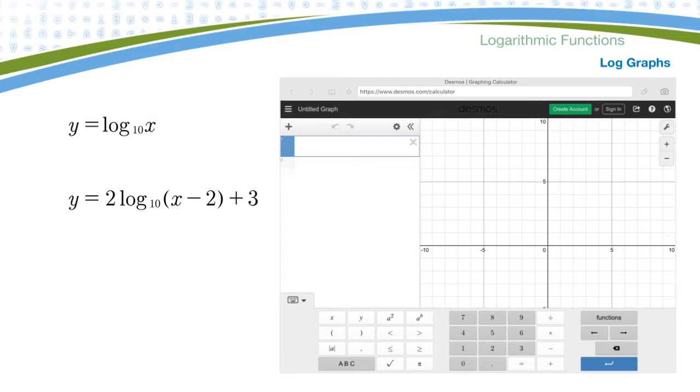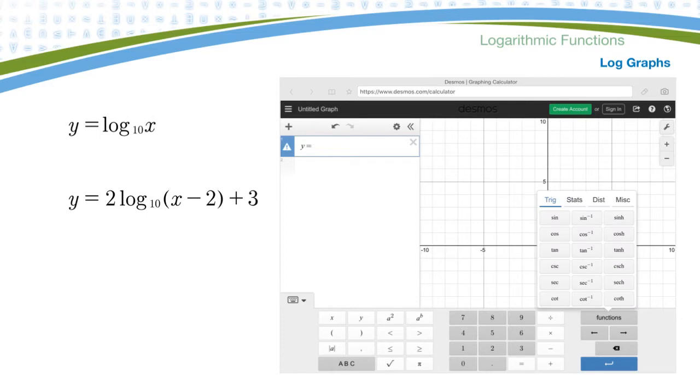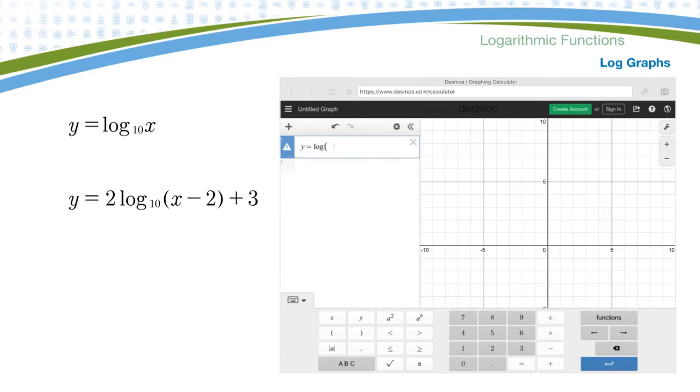Just looking at a log graph, let me just put one up here. So y is equal to log. To do that, you have to get into that functions area, and I think it's under miscellaneous. There's log right there. And I can type log of whatever number, like, let's put x in so we can see a graph. So there's a graph of y equals log of x.